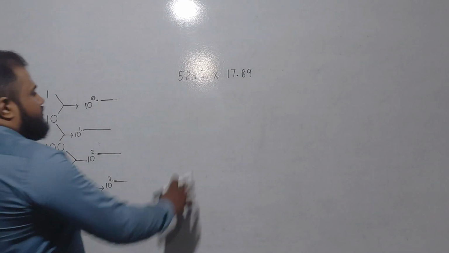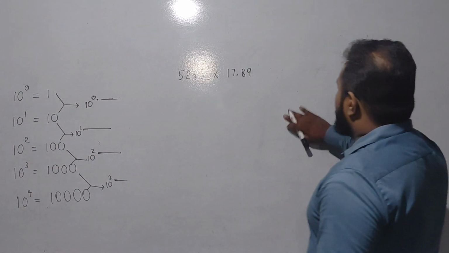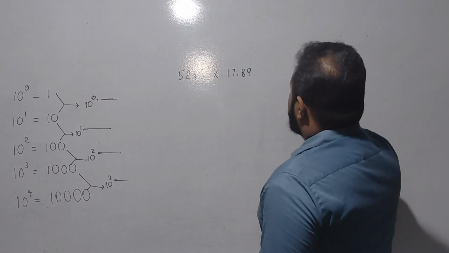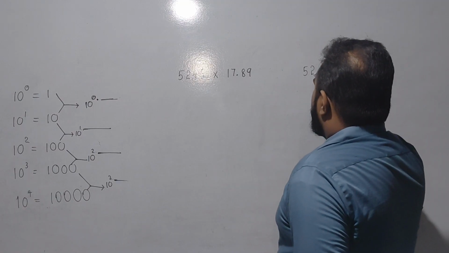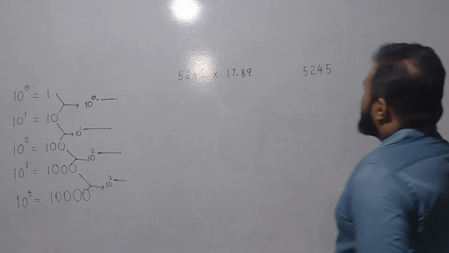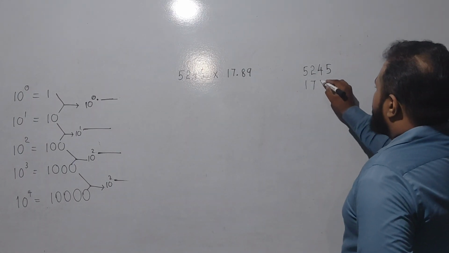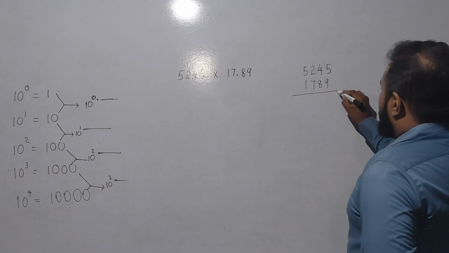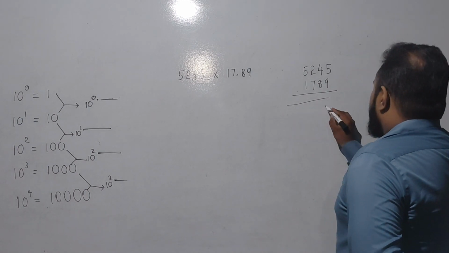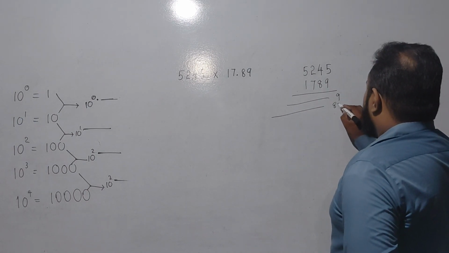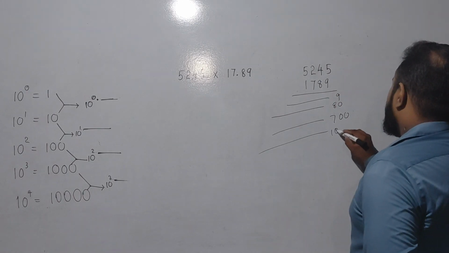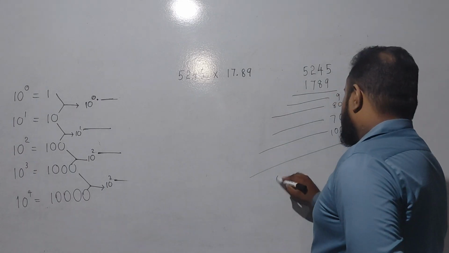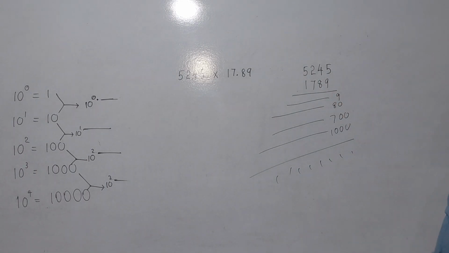To do this question, you have to do lots of steps if you use normal multiplication. What are those steps? You have to multiply 5245 by 1789, and you have to multiply by 9, then 80, then 700, then 1000, then add them together. Then you get the answer. That's how you do that.